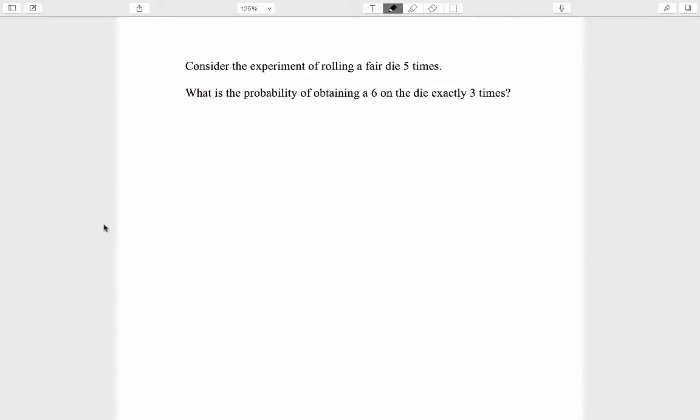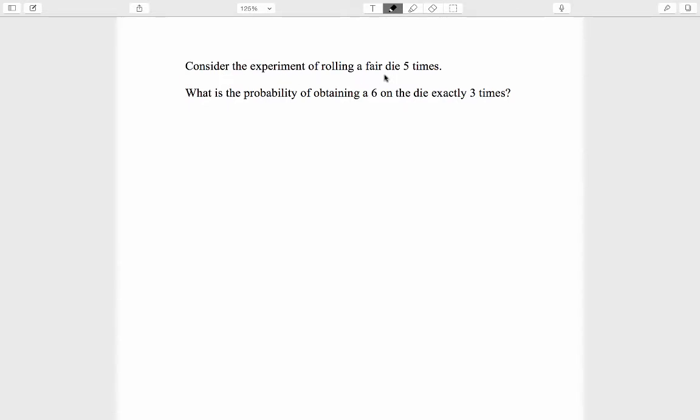Consider the experiment of rolling a fair die 5 times. What is the probability of obtaining a 6 on the die exactly 3 times? The key to solving this problem is to realize what kind of problem it is, namely a sequence of Bernoulli trials. It does fit the pattern of the other problems we've seen in this set of videos.